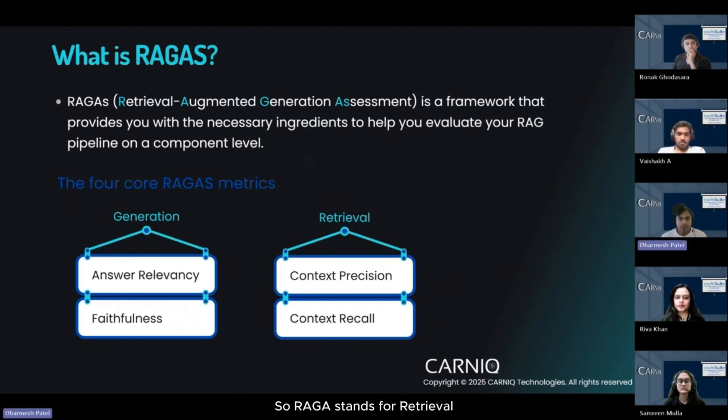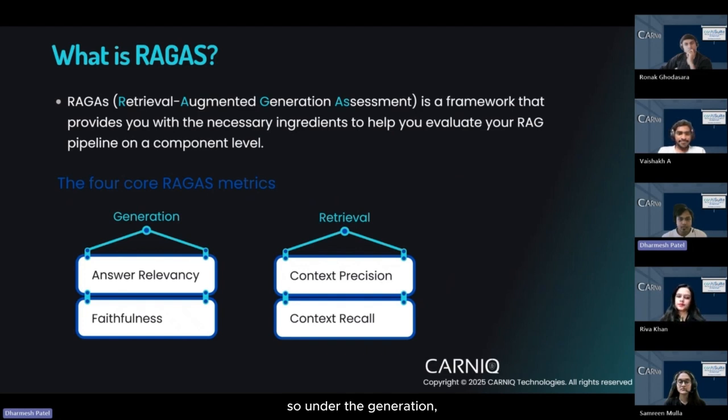Ragas stands for Retrieval Augmented Generation Assessment. It is a framework that gives us the ingredients, or metrics, to test our RAG system at a very detailed level. Instead of just saying the answer looks good or okay, Ragas gives us a sufficient way to measure the performance of our system. Ragas focuses on four core metrics, and they are split into majorly two categories: one is generation, another is retrieval.